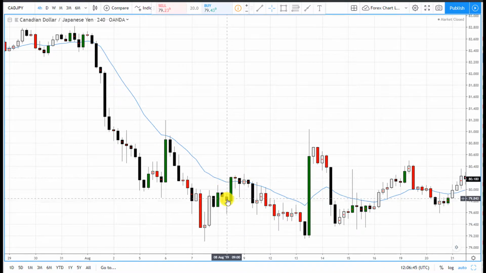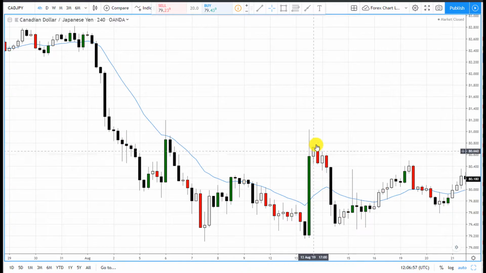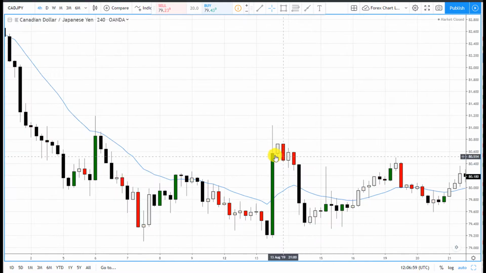So we see this is a bullish candle because it opened here and then it closed up here, so it closed higher. And these wicks tell you that during this trading day, it went up as high as 81, but at the end of the day it closed back down to 80.